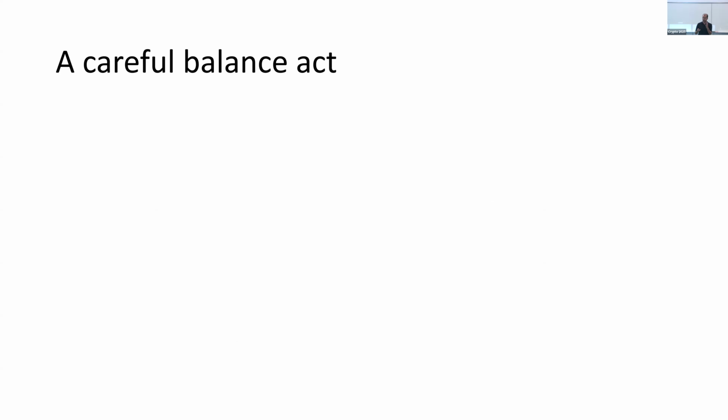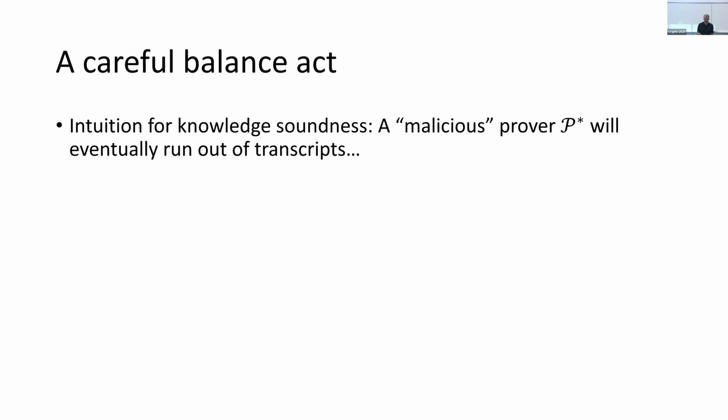So now we have kind of a balancing act, right? On the one hand, a malicious prover, P star, that tries to find an accepting proof, but without querying the oracle on a complete tree that we can extract from, will eventually run out of transcripts, right? Eventually, it will have to query the oracle on an additional transcript that induces a complete special soundness subtree from which we can extract.